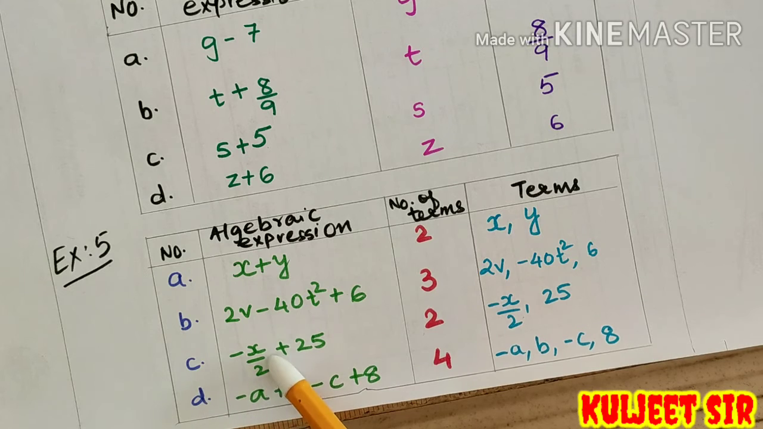C. Minus x upon 2 plus 25. So the terms are minus x upon 2 and 25. First term and second term, 2 terms. Hence the number of terms is 2. And then D, finally, minus a plus b minus c plus 8. The terms are minus a, b, minus c and 8. Total number of terms if we count 1, 2, 3, 4. Hence the number of terms here, as you can see, is 4.